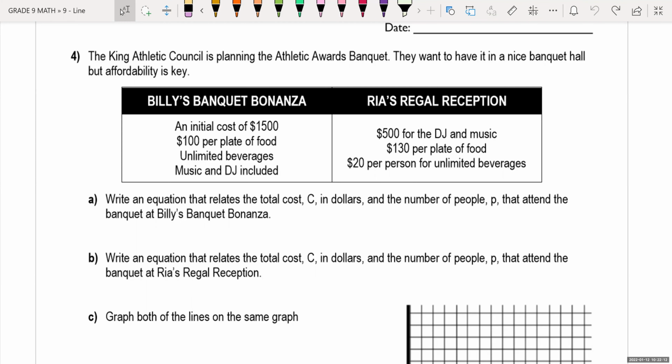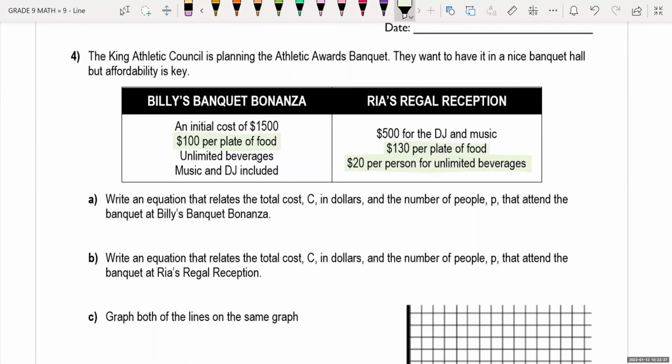All right, so I guess the key numbers to remember here is for this one, it's $100 per plate of food. So per person, it's going to be $100. And here it's $130 per plate of food, but then also $20 per person for unlimited beverages. So they're kind of 2 costs there. And then the $500 for the DJ and music is sort of like a one-time fee.